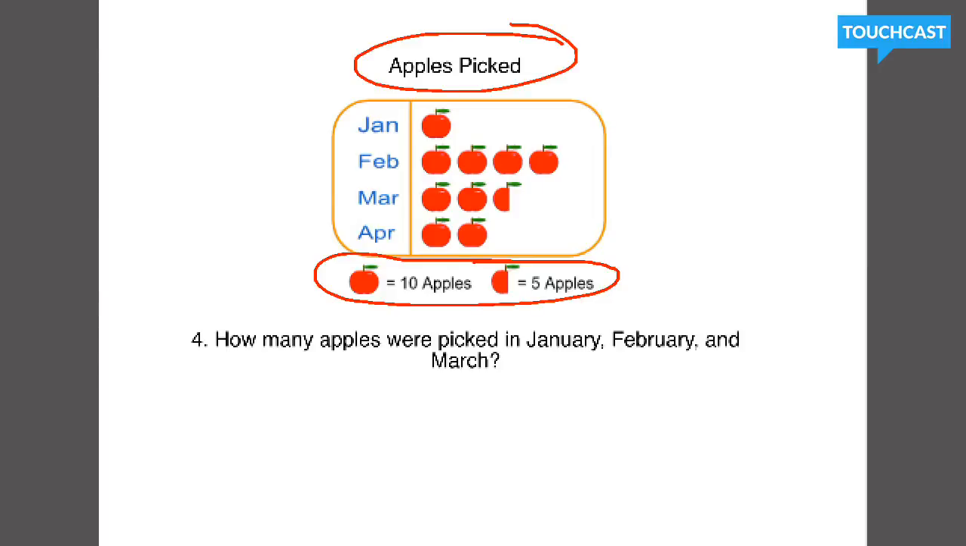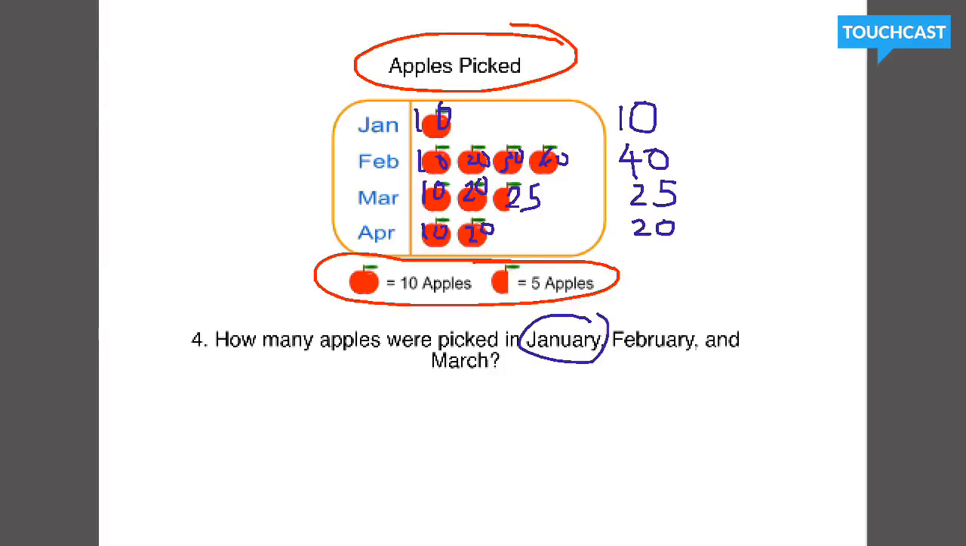All right, let's take a look. So January is 10, because I'm counting by 10. February, 10, 20, 30, 40. February's 40 apples. March, 10, 20. Oh no, there's a half apple. What do I do? It's just plus 5, so that's 25. Check your work, guys. All right, let's quickly read over this question. How many apples were picked in January, February, and March? So I want you to think about what operation to do when we come back.